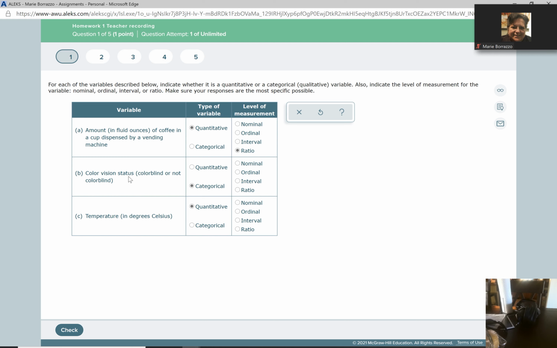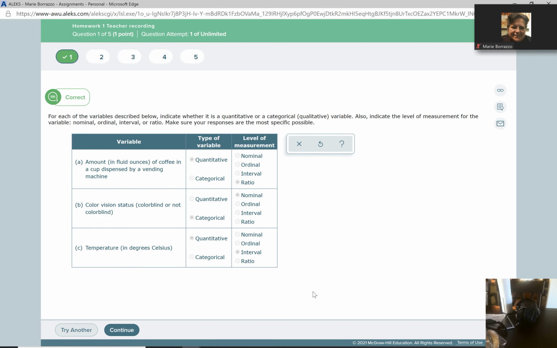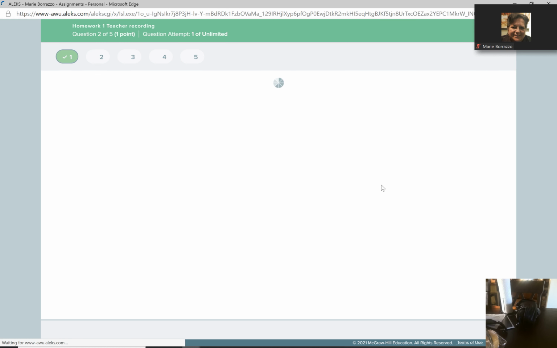When it comes to color vision status, are you colorblind or are you not colorblind? Well, that's only categorical, so therefore nominal. So nominal, not name, right? And lastly, as I described earlier, when you think of temperature, I want you to remember that this is interval data. All right. You can check it. Let's see if Dr. B made any mistakes. Looks correct to me. Yay. All right. And now we move on to the next question.